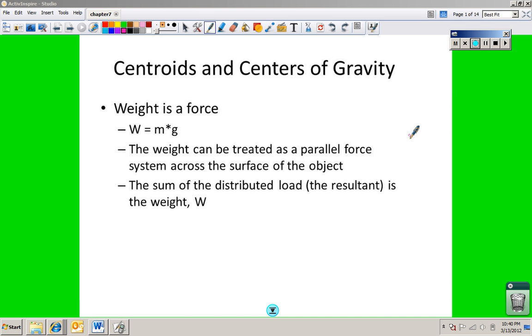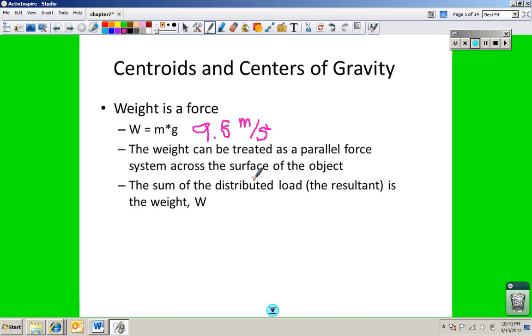Alright, so this is the video on centers of gravity from Chapter 7. We start by reviewing weights of force, okay, and it is the mass times g. G is the acceleration due to gravity, 9.8 meters per second squared, okay.